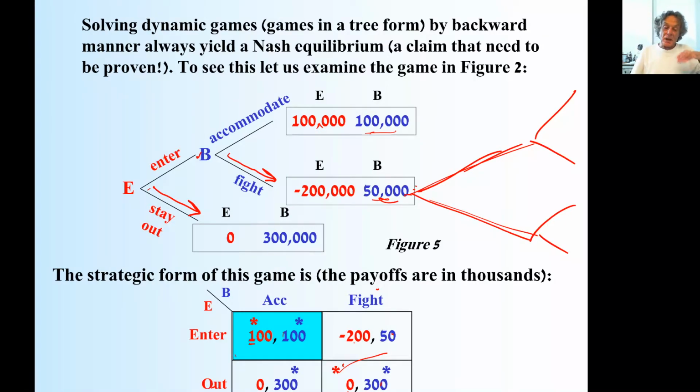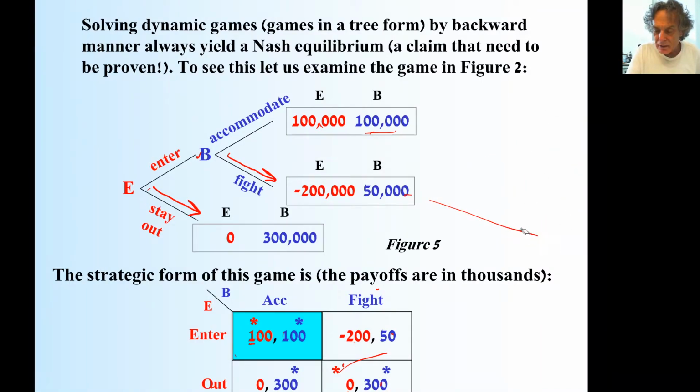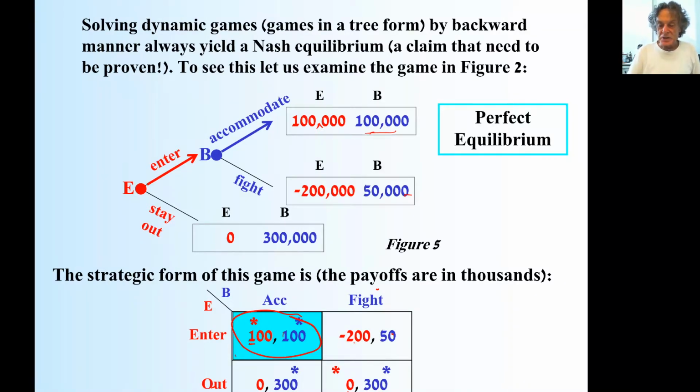I agree that maybe in the long run, to establish a reputation that I'm tough and I fight, even if I lose, maybe it pays me down the road. But just for this game, we play it once and there is no entrant anymore. Either I come in or not. Then the only sensible outcome is this, because I cannot threaten that I commit suicide. I don't believe you. Therefore, the only sensible equilibrium is this, which we call perfect. So this is the perfect equilibrium.